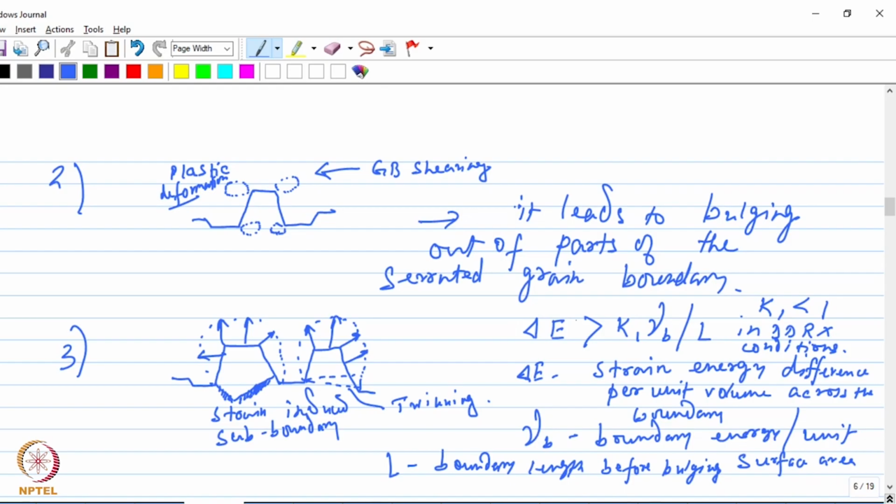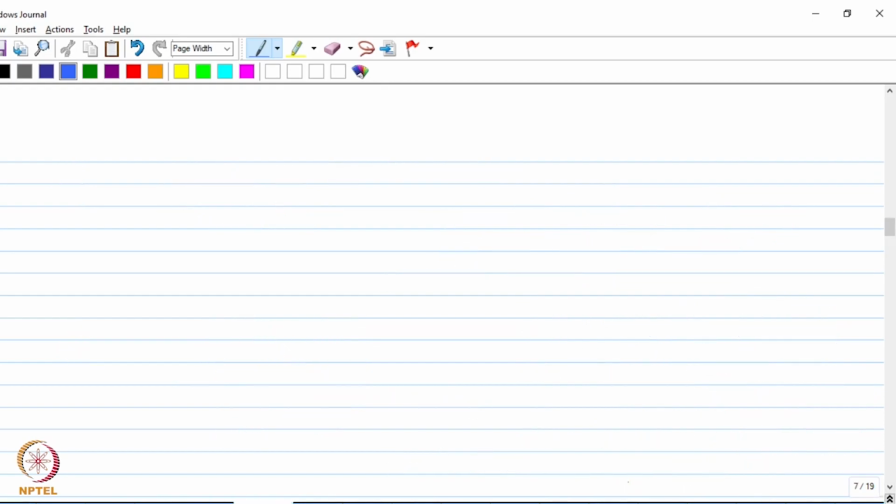Right, so this is how the nucleus during the DDRX process forms with a mechanism like this, where the grain boundary bulging leads to the nucleus. So now let us see the next form of dynamic recrystallization, that is continuous dynamic recrystallization, or CDRX.